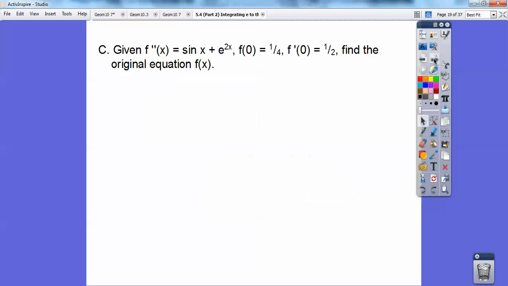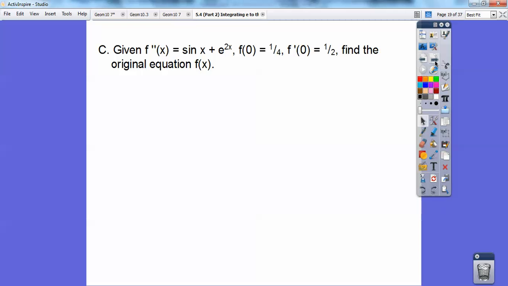Okay, so given the second derivative is sine of x plus e to the 2x, and f of 0 is 1/4, and f prime of 0 is 1/2. Find the original equation f of x. Okay, all right. So I'm going to integrate this one to get f prime of x, and then I'm going to substitute this into it to get my plus c. Okay, let's do that first.